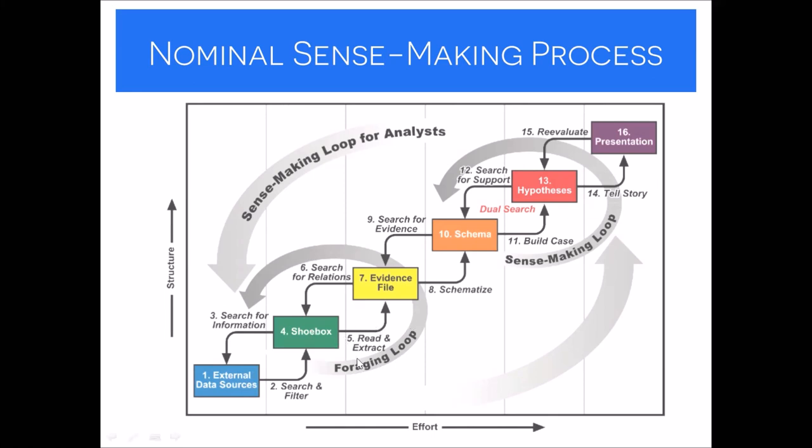And then with the shoebox, you react and extract some more. This is called the foraging loop, and then this becomes an evidence file. This is basically the highlights of the shoebox. The shoebox is just something you collect as you go through the data. You throw in things that are potentially interesting, and then you go through the shoebox and look for things that are actually interesting.